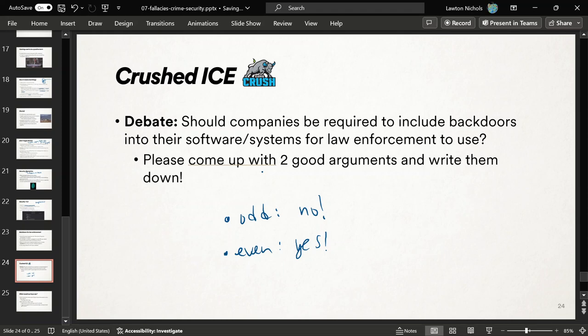Okay, we're nine, so we're odd. So we have to write notes. What do you think, should companies be required to include backdoors into their software systems for law enforcement? Five minutes. You can give me some ideas, I can type it down. Wrong, yeah, so we write why it's wrong. Not only one law enforcement can use it. Not only one law enforcement can use it, but what? The other people can. Okay.